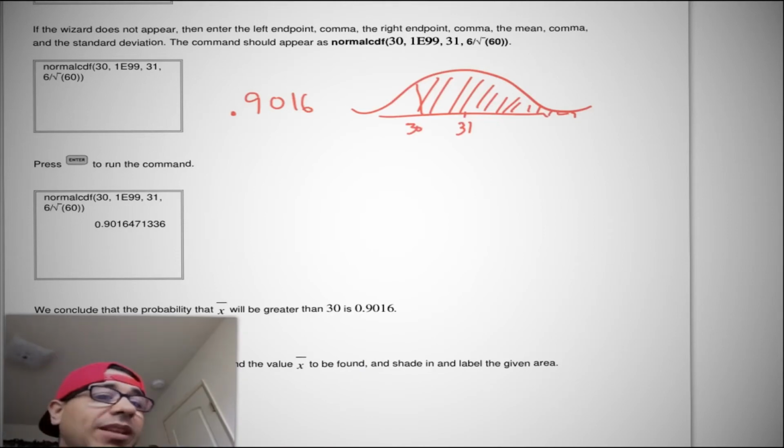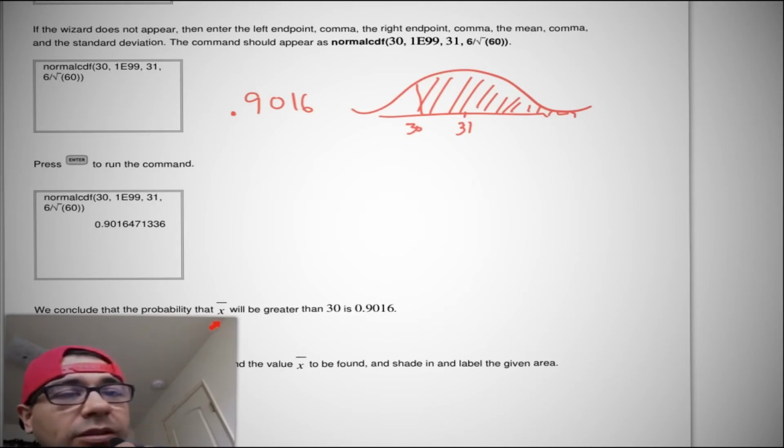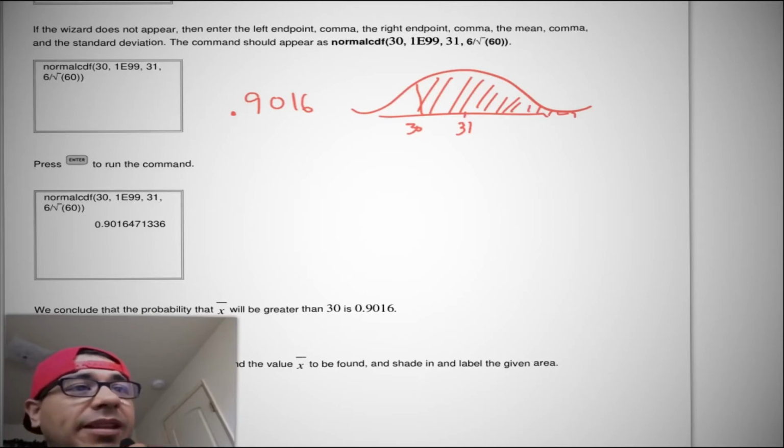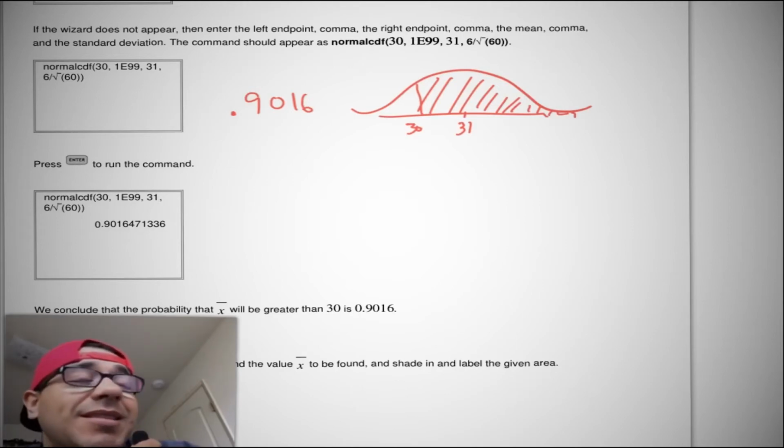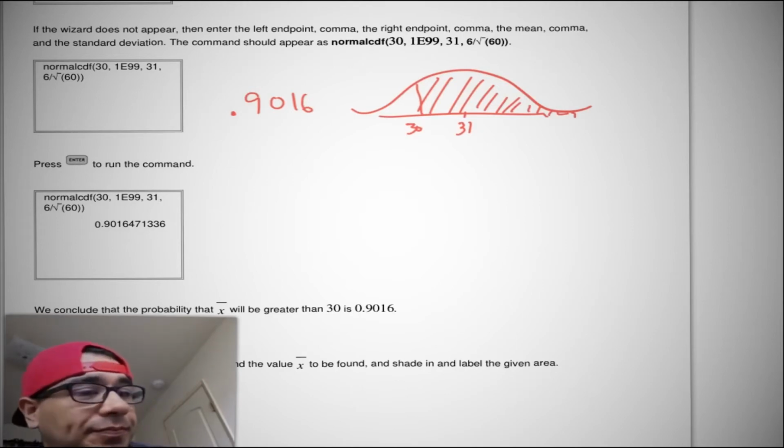So we conclude that the probability that x bar will be greater than 30 is all this area right here, which was about 90%. So there's example 1. Let's take a look at our second example.